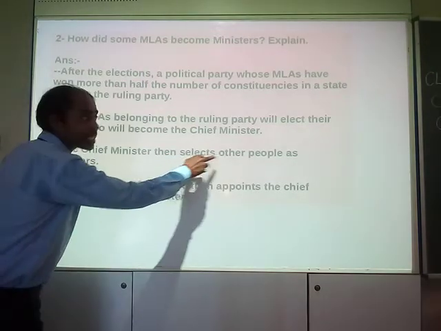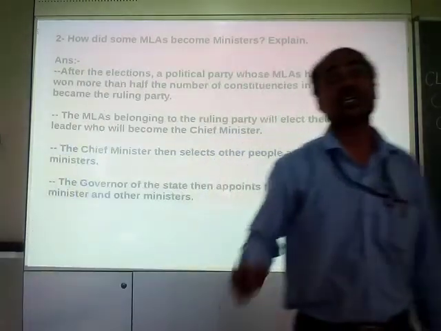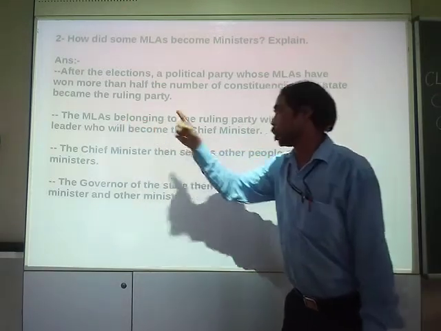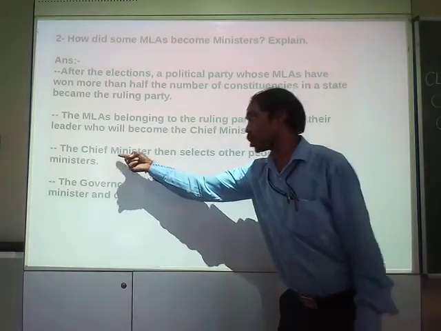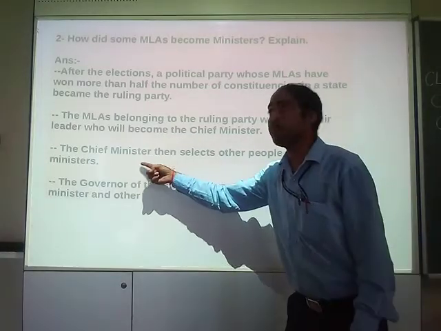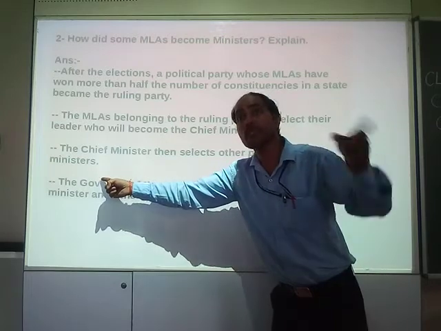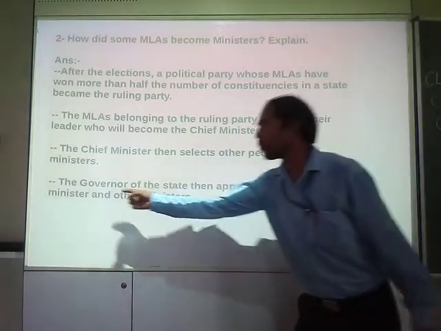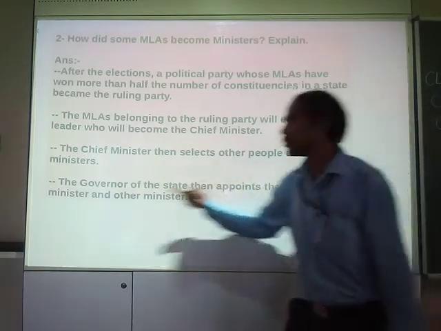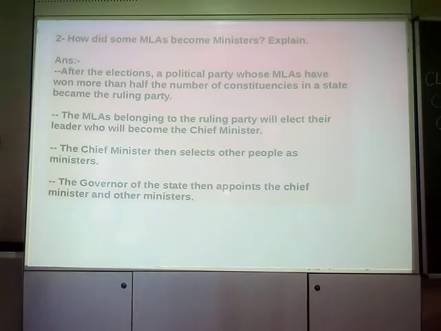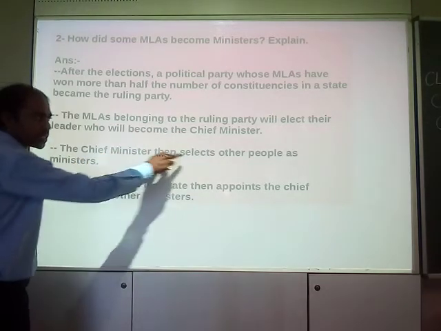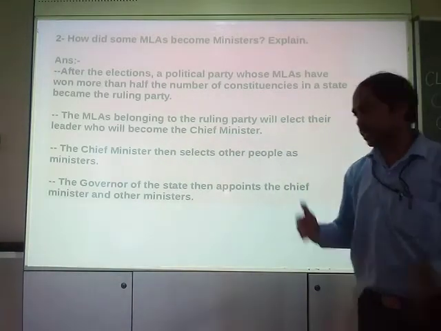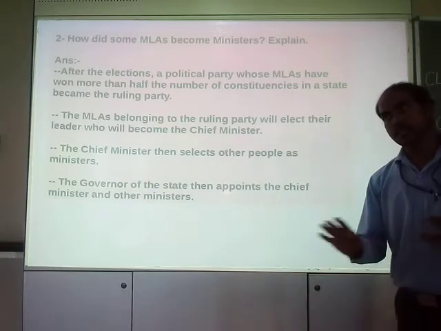Now the Chief Minister then selects other people as ministers, who are the Council of Ministers. So when you become MLA, you choose a leader who will become the Chief Minister. This Chief Minister now selects some of the ministers who will become members of the Council of Ministers. So this is the procedure by which people become ministers. Moreover, the governor of the state then appoints the Chief Minister and other ministers. When the Chief Minister selects other people as ministers, the governor appoints them, gives them a letter saying you are the minister and you are the Chief Minister. This is the procedure.